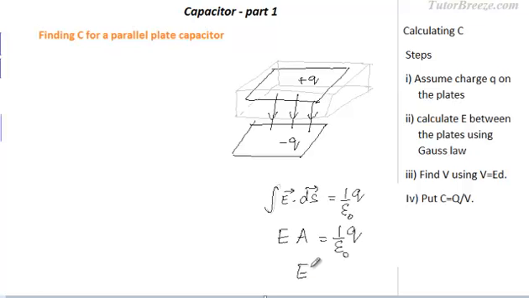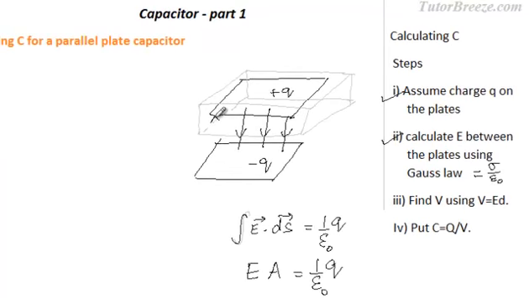So now this gives us the electric field as 1 by epsilon naught times Q over A, and you know that Q over A is the surface charge density sigma. So we can write this as sigma over epsilon naught. Now the first two steps are over and we found that the electric field is sigma by epsilon naught. The potential difference V between the plates will be E times the distance D, where D is the distance between the two plates. And then finally we put this into the expression for the capacitance.